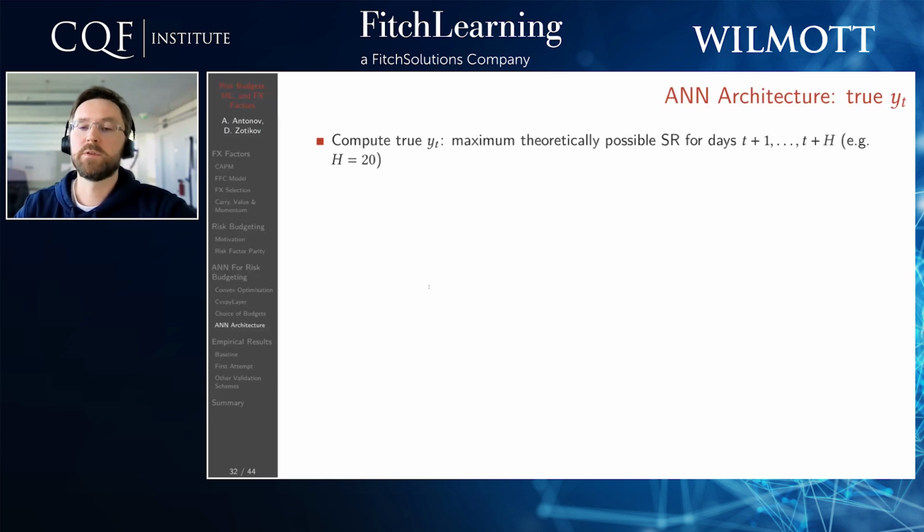Now, I think it's very important to work in the standard setting, which is in our case regression. So for regression, you need the true labels, y subscript T. Since we're maximizing the Sharpe ratio, it makes sense to compute the ideal, or maximum theoretically possible, Sharpe ratio for the future horizon number of days, for instance, the future 20 days. There are analytical methods to do it.